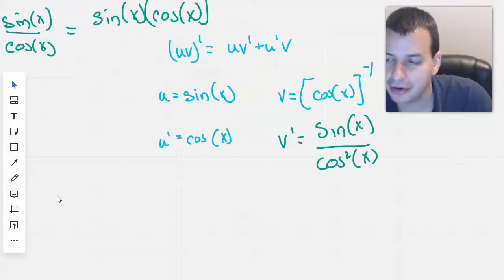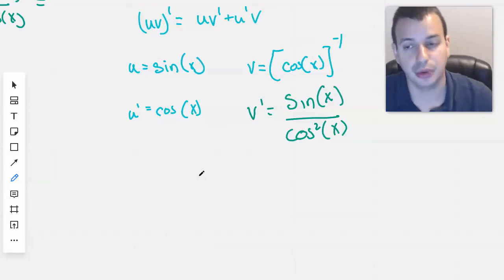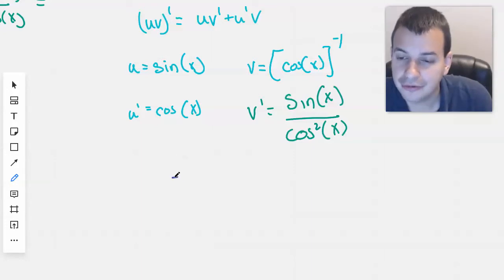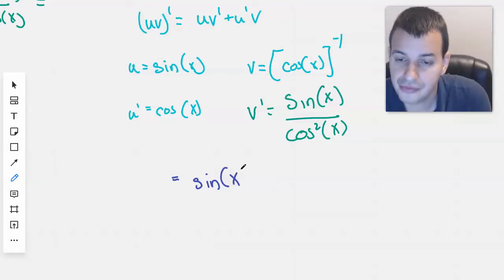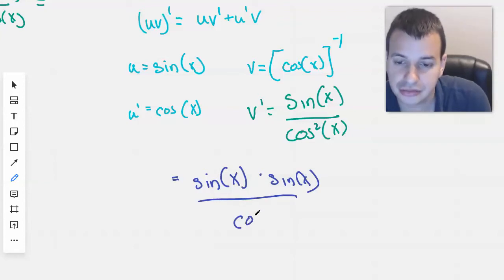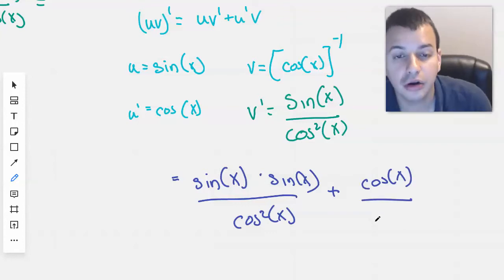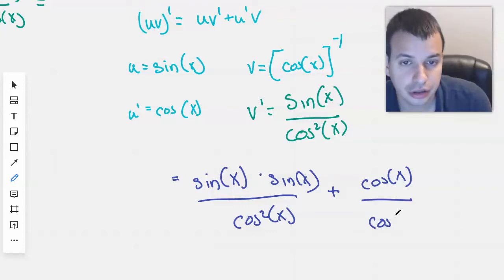Product rule I like to write out, but for the chain rule I usually just do it mentally. Okay, and with practice you can as well. So for the final answer, we have u sine of x times sine of x all over cosine squared of x, plus u prime, which is cosine of x, all over cosine of x to the -1.